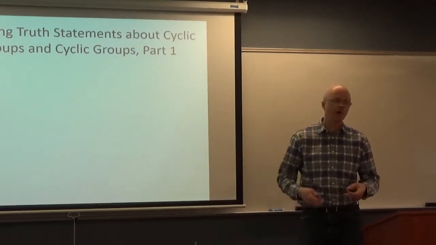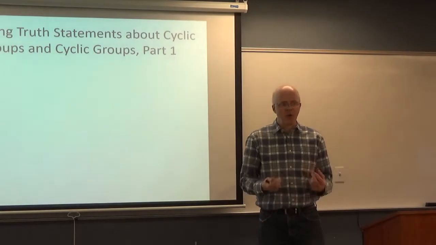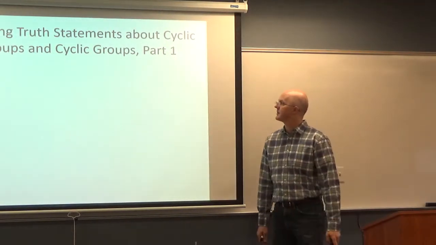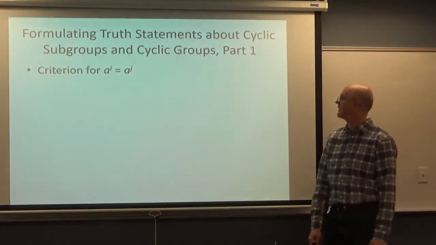The all the theorems and corollaries in the book, at least as far as we can get. Not really proving them, but thinking about them in the context of examples. So the first main theorem in chapter 4 is called the criterion for a to the i to equal a to the j.